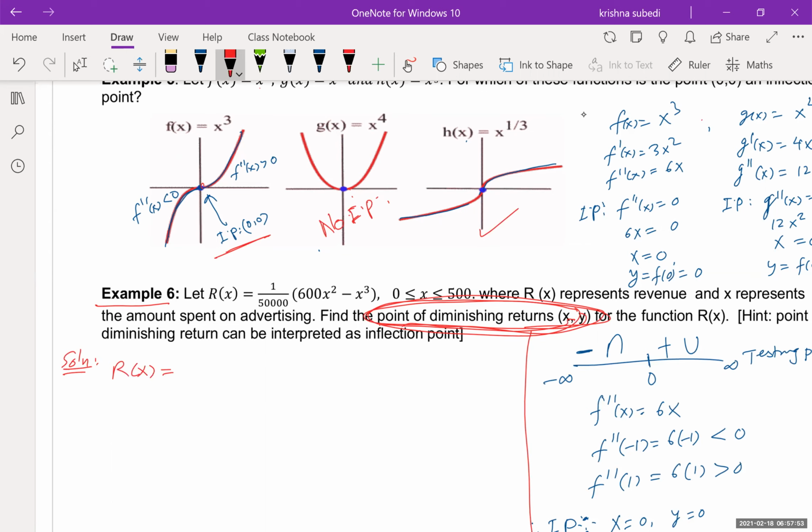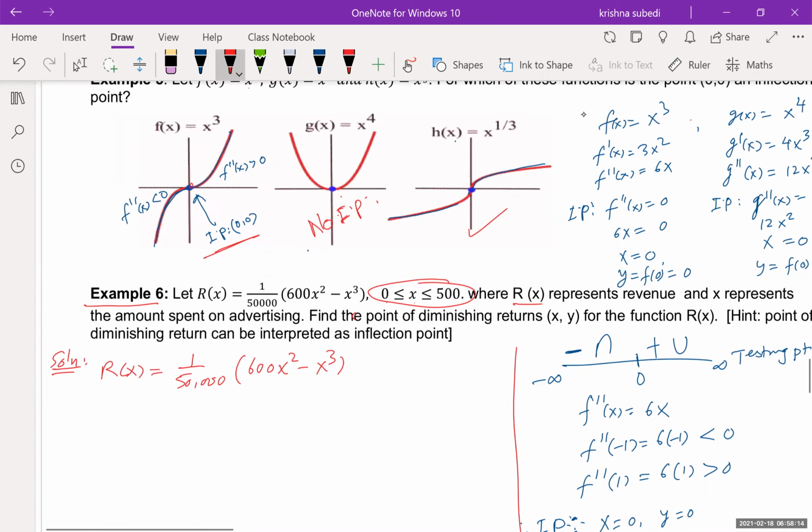So let me just copy that question. The revenue function is given as 600x squared minus x cubed. The domain is given, x lies between 0 and 500, where r of x represents the revenue and x represents the amount spent on advertising. Find the point of diminishing return for the function r of x. So that means you just find the inflection point.